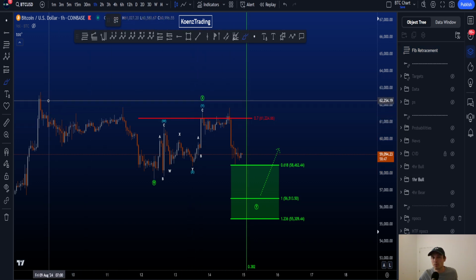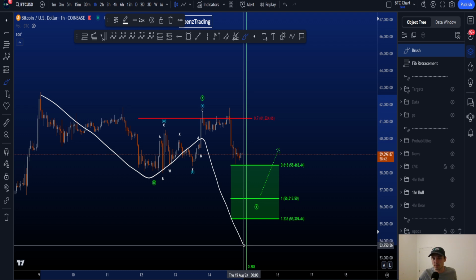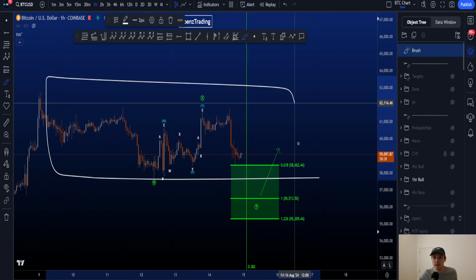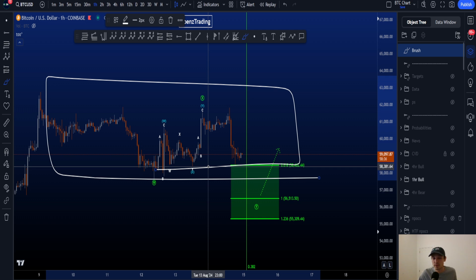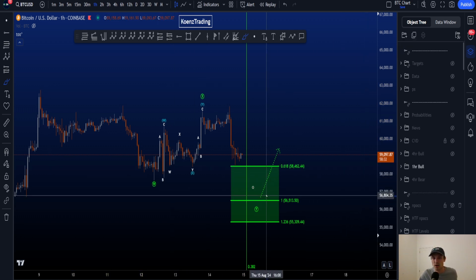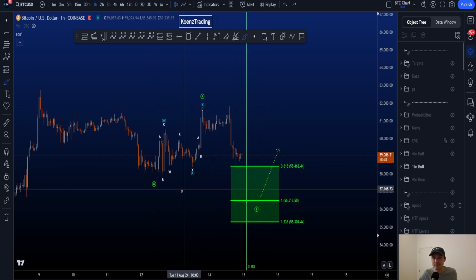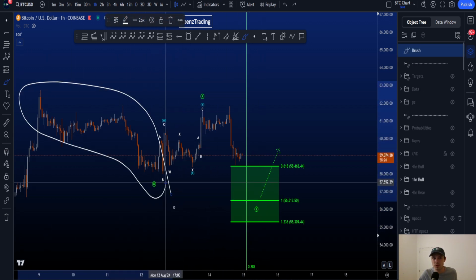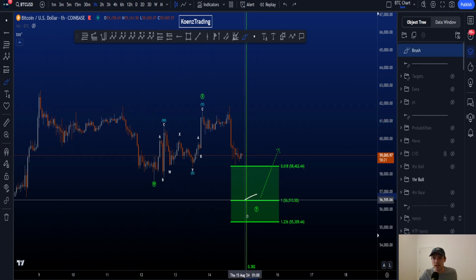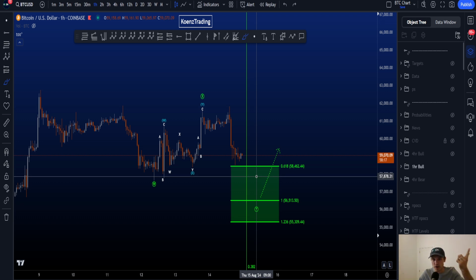It reduces the probabilities for a double zigzag, being a WXY, a sharp corrective structure, increasing the probabilities for a sideways double 3, also known as a sideways WXY. But in a sideways WXY, your wave Y is not allowed to be a zigzag if your wave W is already a zigzag. And in this case, W is counted a zigzag, and therefore your wave Y can only be either a flat structure or a triangle structure.